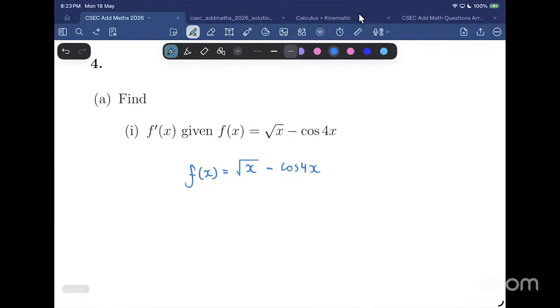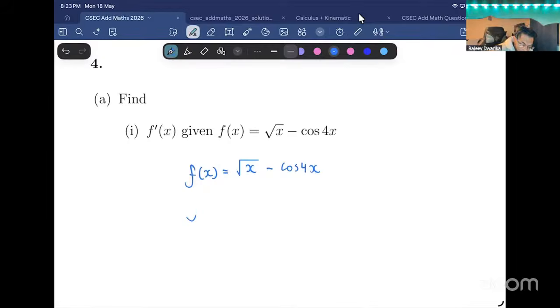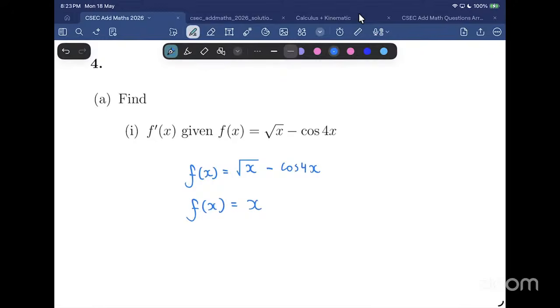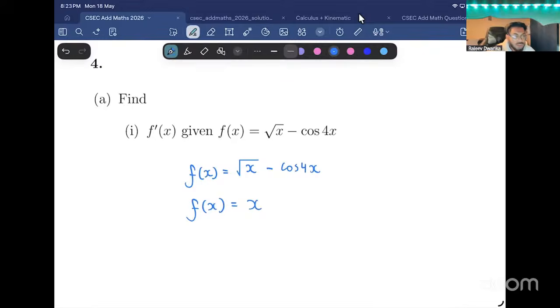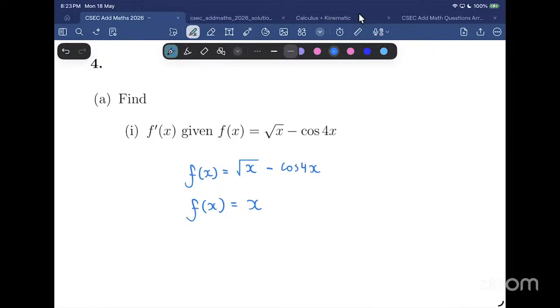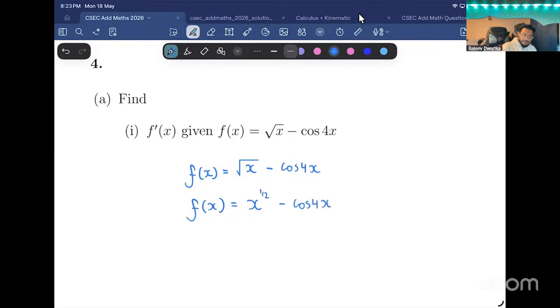So before I tackle this question, I'm going to rewrite the square root of x as x to what power? The square root of x is the same thing as x to the power of a half. Yep. So since cosine 4x is in a bigger question, we're just going to use the shorthand version of the chain rule. You'll see what I mean just now.